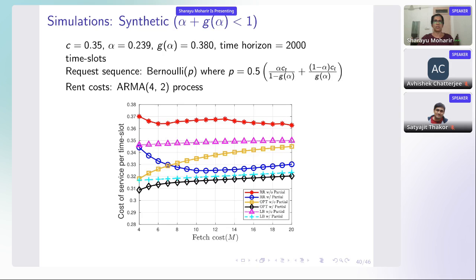In this next plot, we vary the value of the fetch cost M. The values of the remaining parameters are on the slides, and note that this is for the setting where alpha plus G alpha is less than 1. And we see that the performance gap between alpha RR and the offline optimal policy decreases as M increases. This is consistent with our intuition from the first part of the talk. And the performance gap of RR and alpha RR is actually significant for all values of M considered. This basically highlights the point that when alpha plus G alpha is less than 1, partial hosting is actually very useful.